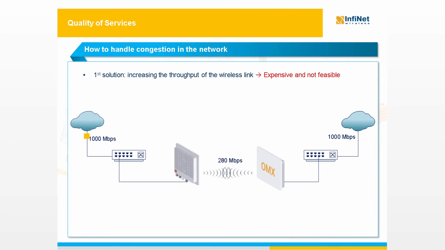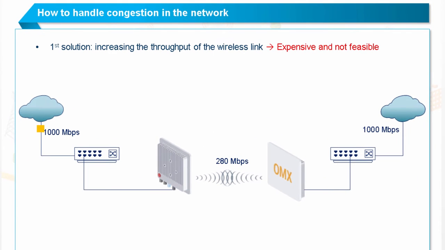The immediate solution is to increase the throughput of the wireless link, to set up additional wireless links, or to substitute wireless with optical fiber. But such solutions are expensive and sometimes not practically feasible. The second option, and in the majority of the situations the best option, is to implement quality of services techniques.